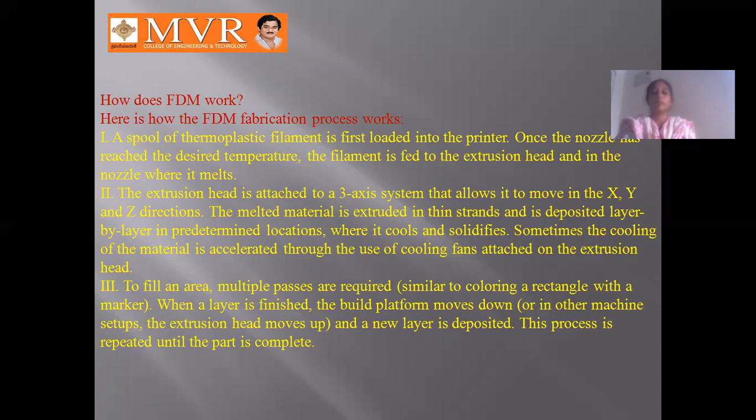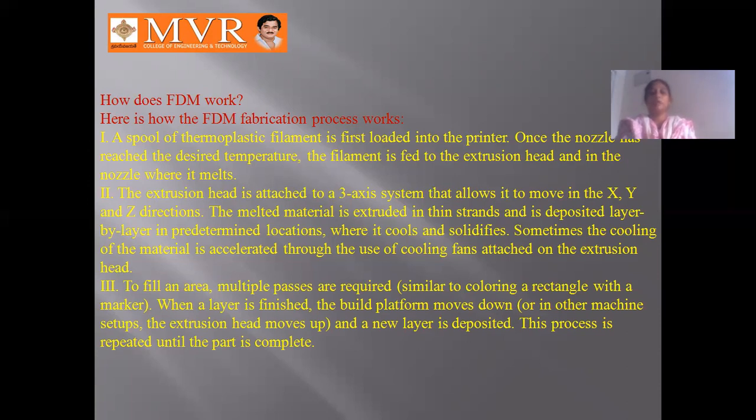Sometimes the cooling of the material is accelerated through the use of cooling fans attached on the extrusion head. The thermoplastic filament is loaded into the printer and fed into the extrusion head of the nozzle, where it melts. The extrusion head is attached to the three axes, X, Y, Z directions. The melted material is extruded in strands and deposited layer by layer at predetermined locations, where it cools and solidifies. To fill an area, multiple passes are required, similar to coloring a rectangle with a marker.